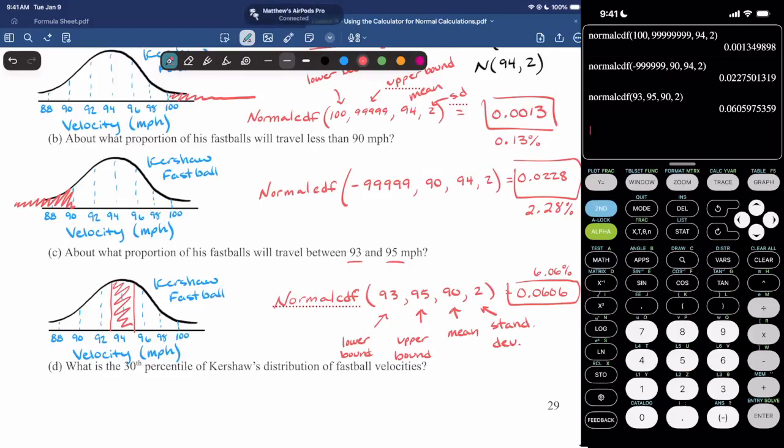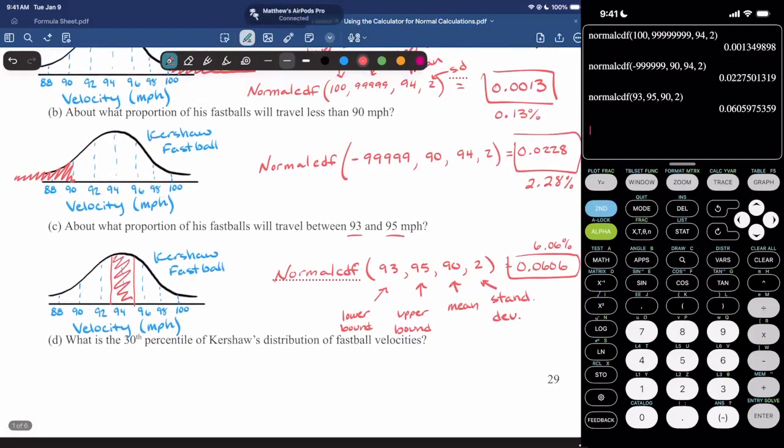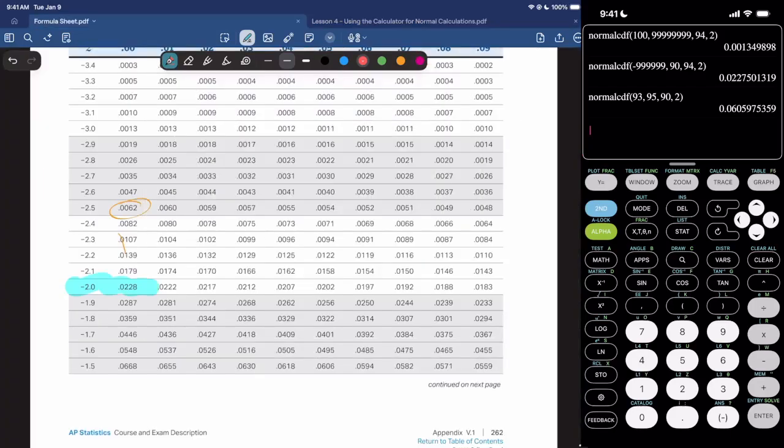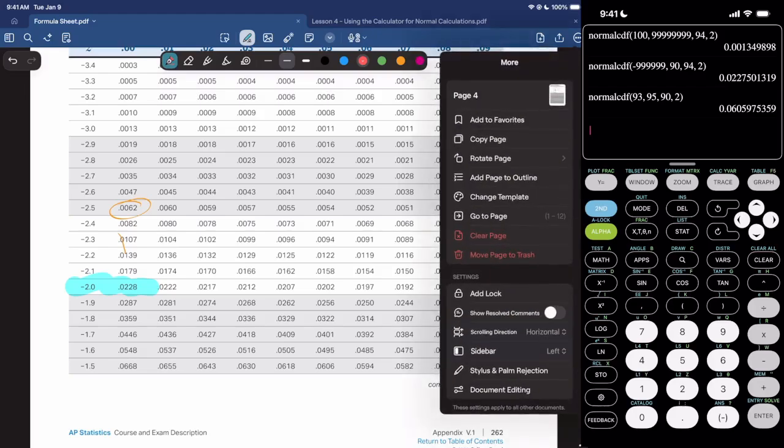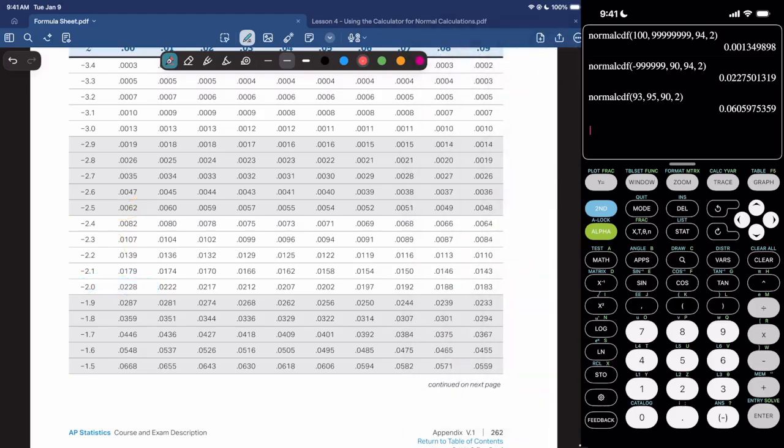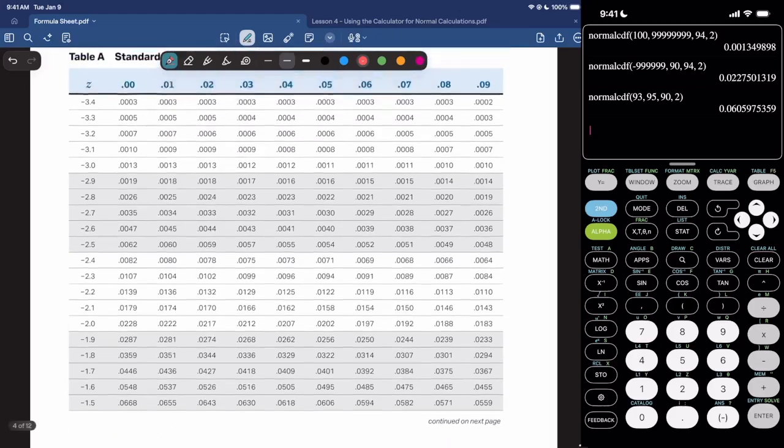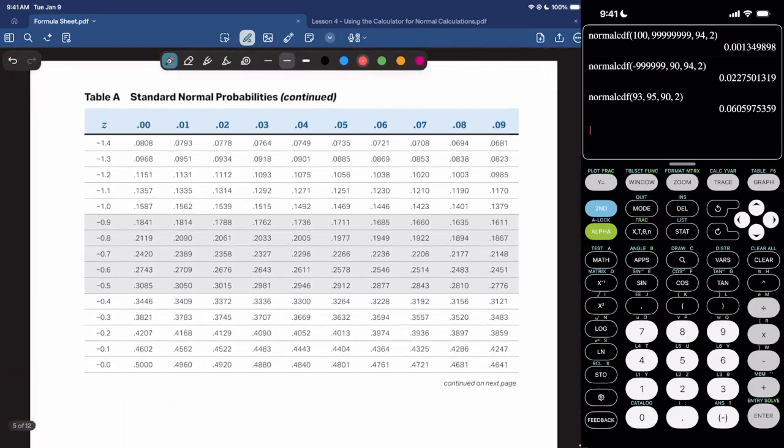So for the inverse part, here's what we're going to do. We are looking at problem D. This one says, what is the 30th percentile of Kirchhoff's distribution of fastball velocities? Well, 30th percentile, I would go back here and look at all of my different formulas and say, okay, well, 30%, that looks like it's somewhere right around, not on this page, right?